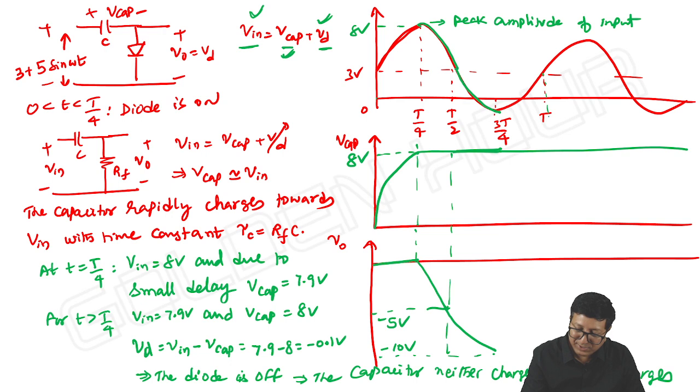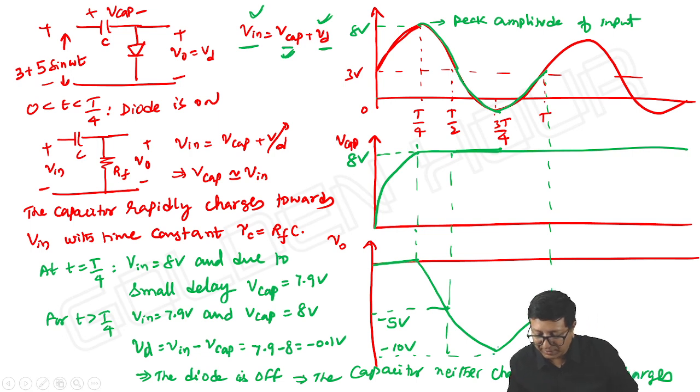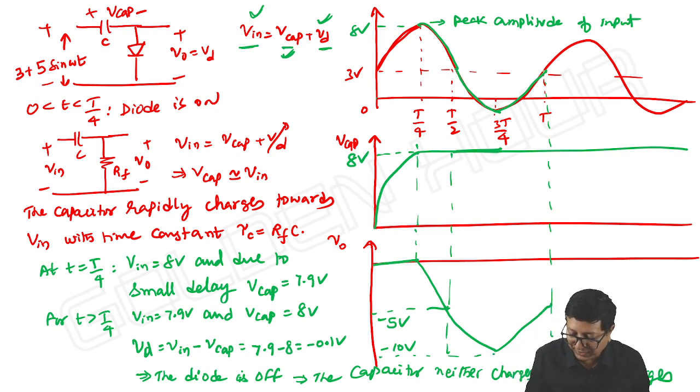minus 10. Next, input rises by 5, so output also will rise by 5. Input further rises by 5, capacitor voltage is constant, then output is also rising by 5. I hope you get it. I need to write a proper shape.